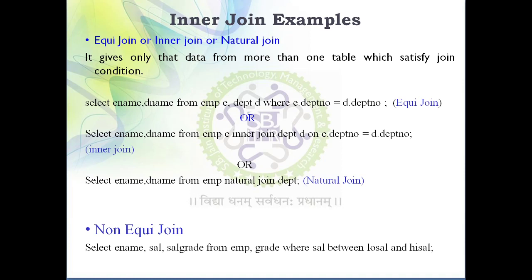So a simple difference is there. Inner join will return data from more than one table which satisfies the join condition. That means it will never retrieve data which does not satisfy the condition.